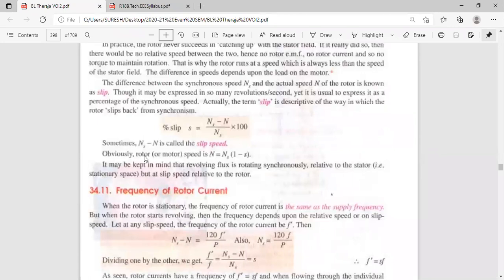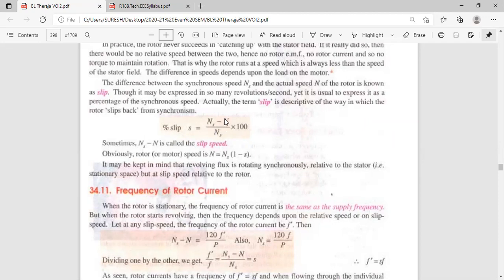Then rotor speed. Write down the heading: rotor speed n. From this formula, derive the n formula. From slip, ns minus n by ns, cross multiply: s into ns is equal to ns minus n. Bring n to this side, take ns common, bring ns to this side. Cross multiply and determine the n formula. We will get this. Verify it.